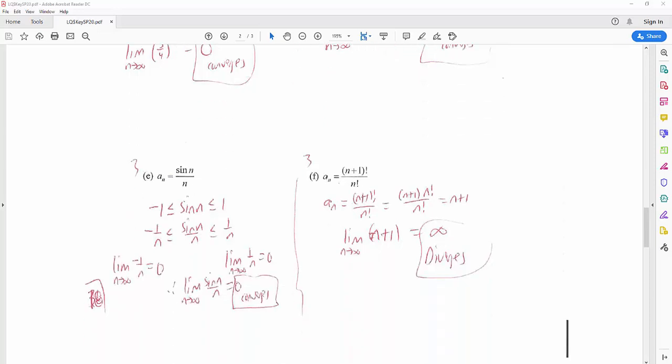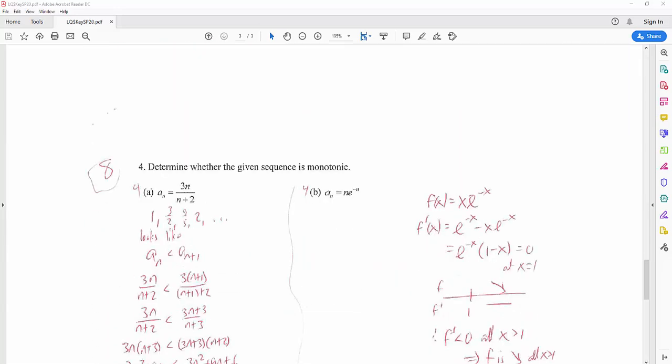Likewise in E, most of you did a good job of recognizing that we were utilizing the squeeze theorem here to get the limit as n goes to infinity of sine n over n to be 0. And then for F, again, it's a sequence, but (n plus 1) factorial over n factorial simplifies to n plus 1. And then the limit as n goes to infinity of n plus 1 is infinity. So the sequence diverges. So make sure you understand the difference between a sequence and a series.